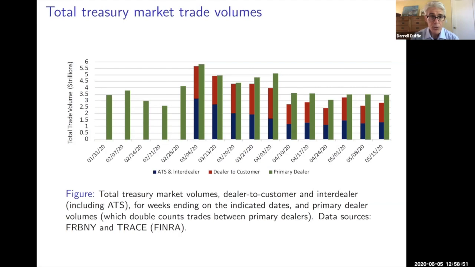The green bars, which we have from Fed data, go back further in history, but are basically commensurate with the TRACE data from FINRA. You might say, well, how could it possibly be that the dealer amounts exceed the total amounts in certain weeks? That's because the dealer-to-dealer trades are double counted, because the dealers are self-reporting their own trades. So it's possible for the green bars to exceed the totals because of that double counting within the dealer-to-dealer trades.